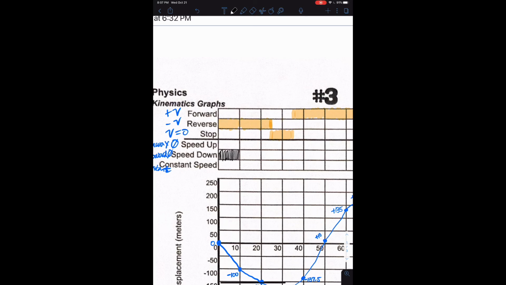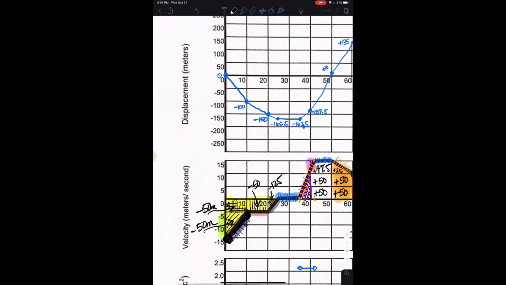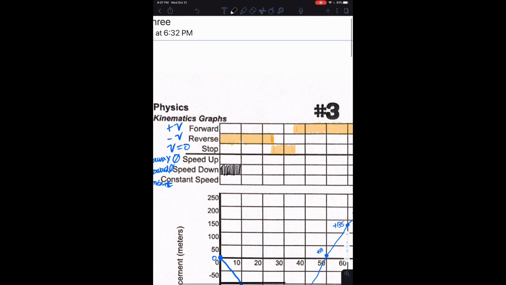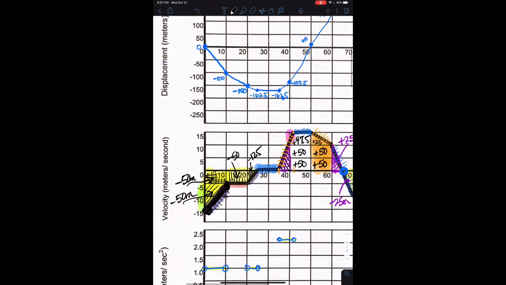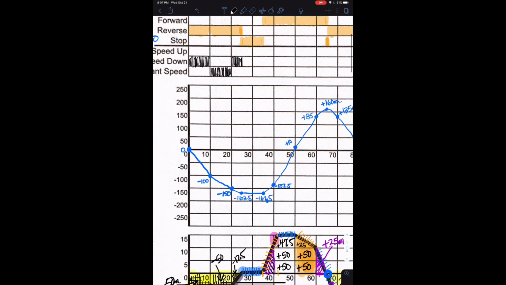Okay, and then from 10 to 20, we have a constant -5. So we're holding speed from 10 to 20. We've got constant speed here from 10 to 20. All right. Then from 20 to 25, we are slowing down some more. We're speeding down, we're going towards 0. So 20 to 25, speed down. Where's 25? It's halfway between 20 and 30. So right there.